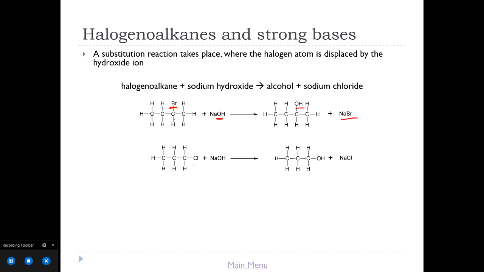The second example is the same thing. Here's our halogen. We have a chlorine, which is going to get replaced by our hydroxide ion once it performs that attack with its electrons on the carbon. And we get our alcohol and our sodium chloride, or our salt.